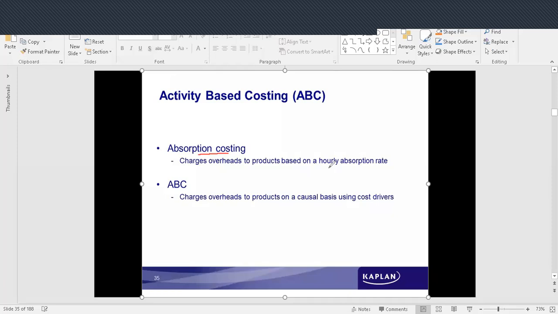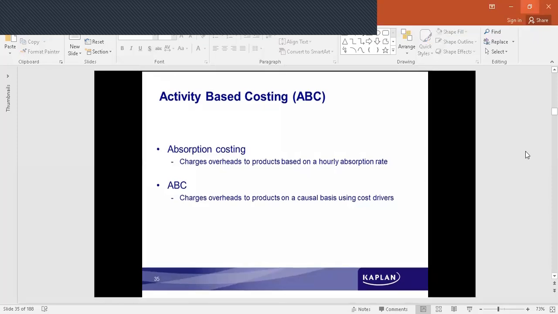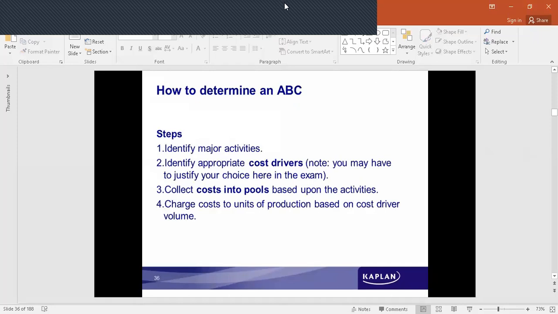So ABC comes out with a suggestion. The suggestion says that overheads should be charged to products on a causal basis using cost drivers. So what does it mean by cost drivers? There are steps that are set for the ABC, activity-based costing system, or the principles of ABC follow these steps when the overhead costs are allocated.